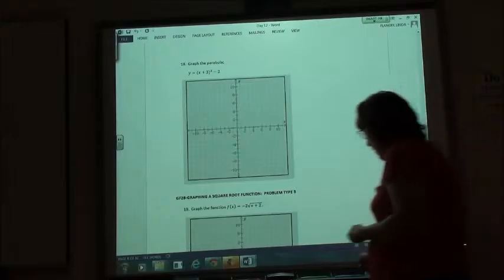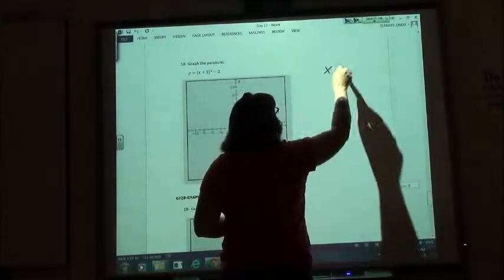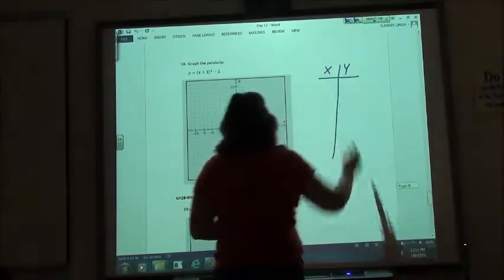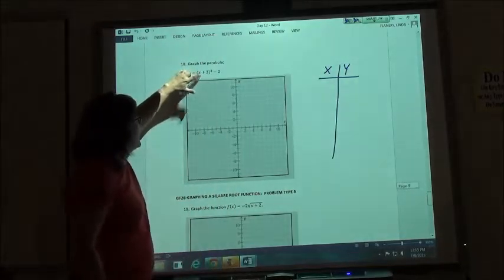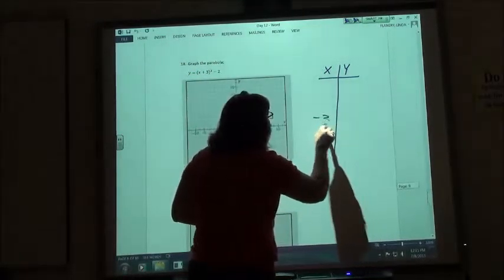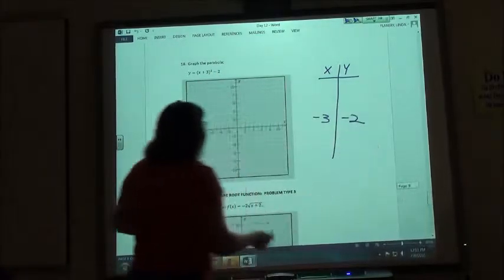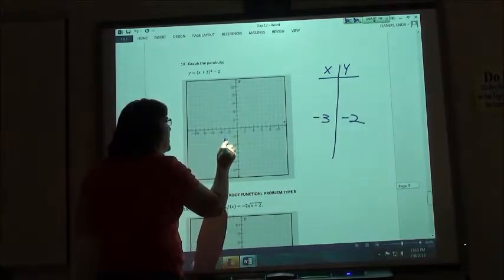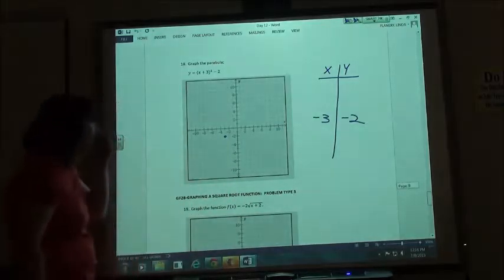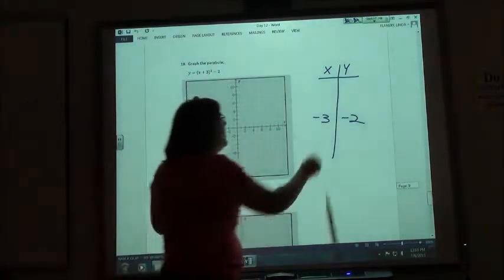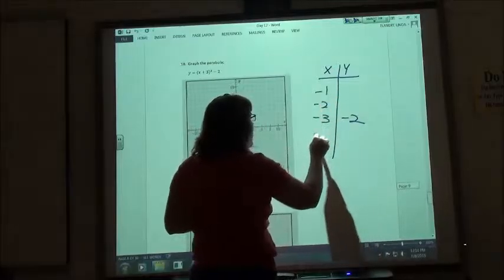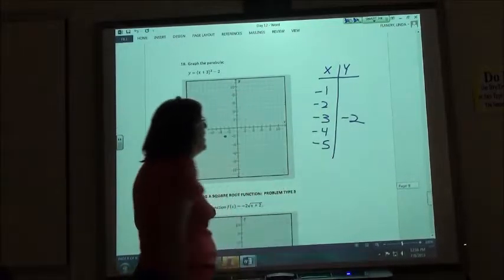Number 18. Here, my x value in my vertex is going to be at -3. My y value will be the -2. So my shift, I went back 3 and down 2 for my vertex. So 2 points on each side of that, -2, -1, -4, and -5.